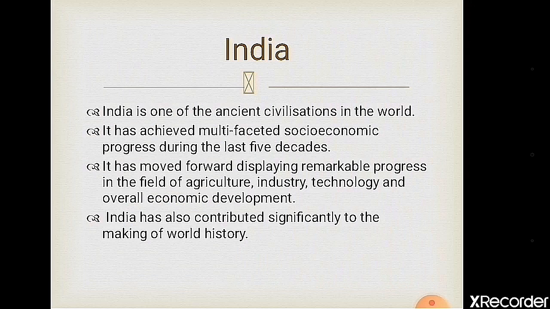Already it is having great culture, and after the independence it achieved progress in different fields. Economic fields, agriculture, industry, technology, throughout the economic development it developed.